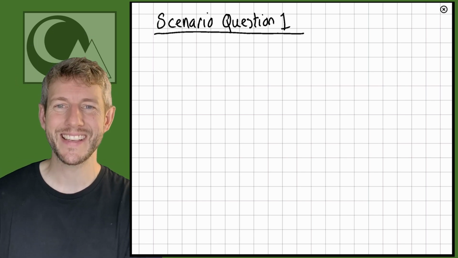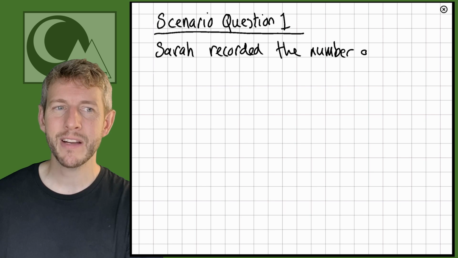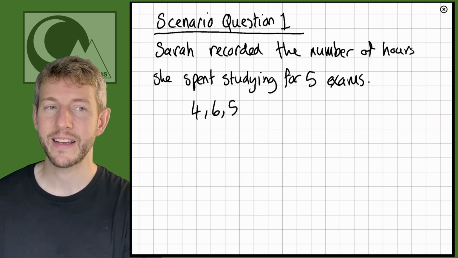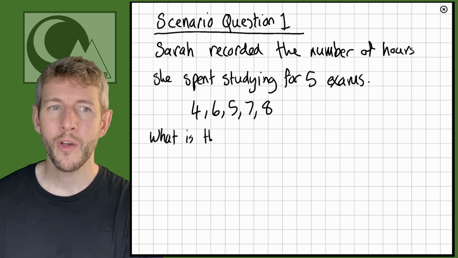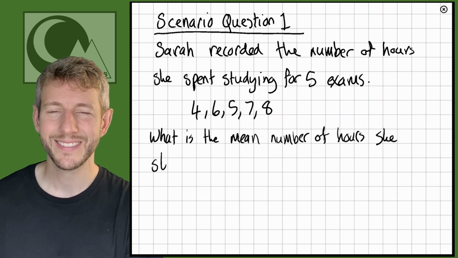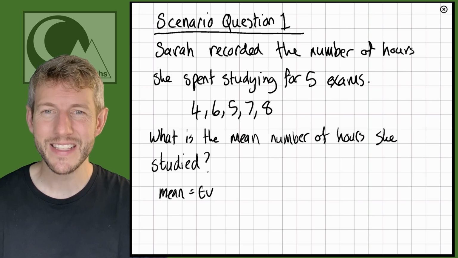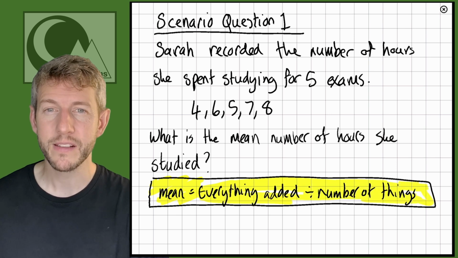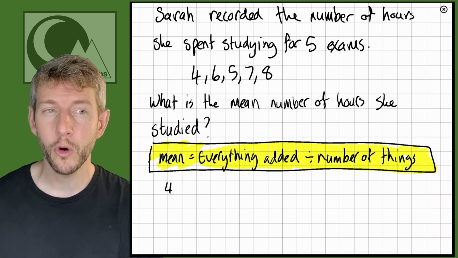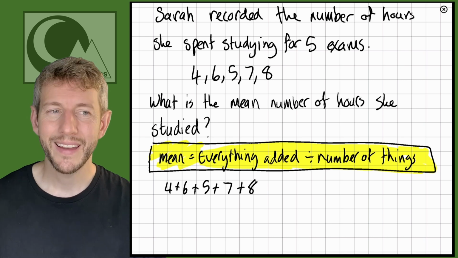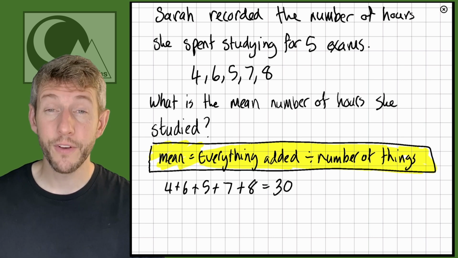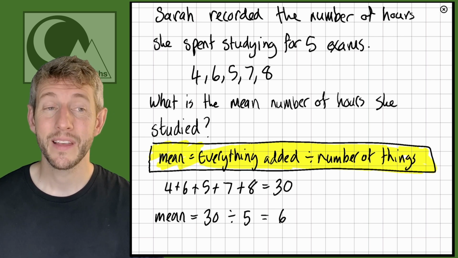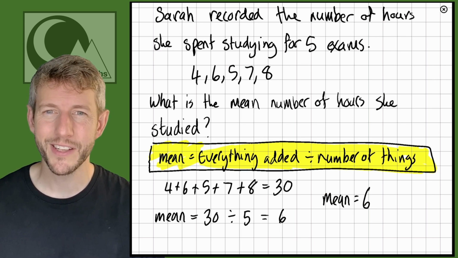Question 1 is a nice and easy scenario question and it says Sarah recorded the number of hours she spent studying for 5 exams. 4, 6, 5, 7 and 8. What is the mean number of hours she studied? Okay, so this is a nice and easy one. So remember, the mean equals everything added together divided by the number of things. So what we're going to do is we're going to do 4, add 6, add 5, add 7, add 8, and that equals 30. And then we know that there's 5 exams there, so 30 divided by 5 equals 6. So the mean number of hours she spent studying was 6.